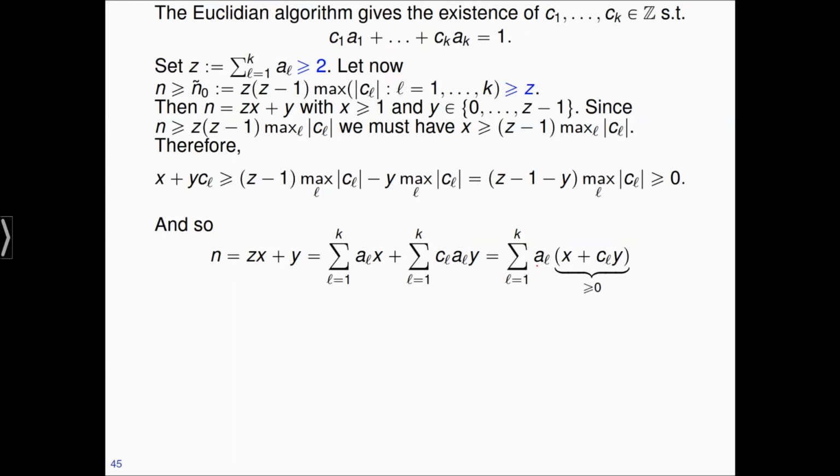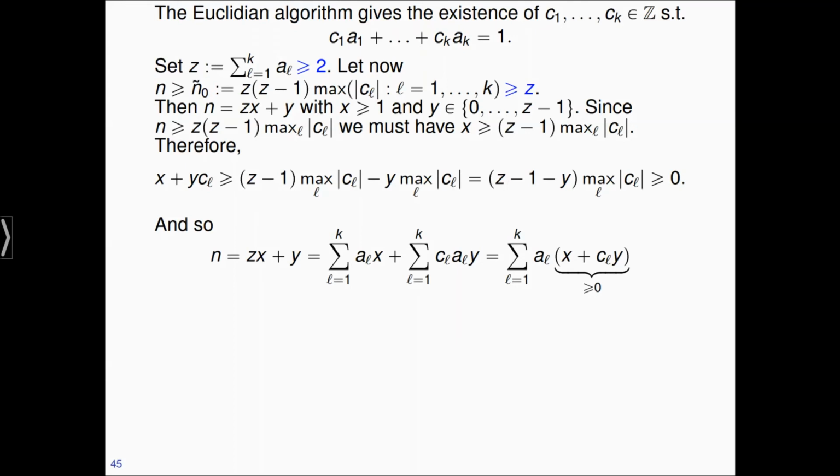Now I can put these two sums together. So this is the sum in L of the AL, because AL appears at both places. And we have x plus CL times y. And x plus CL times y is what we analyzed here. This is this thing. They are non-negative. That's what we found out in the line above.